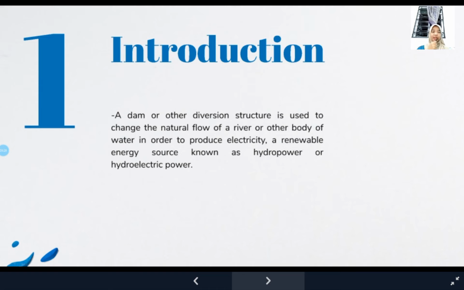So, hydropower generation, like the title says, consists of water that falls from a high point at the dam until it goes to the turbine, and it uses a diversion structure that is used to change the natural flow of a river or other body of water in order to produce electricity. And it is a renewable energy source that is known as hydropower.